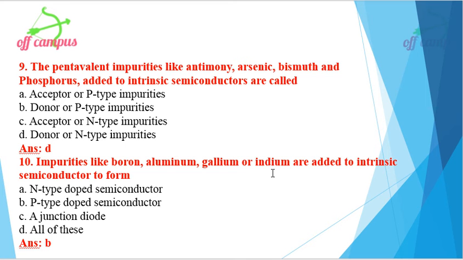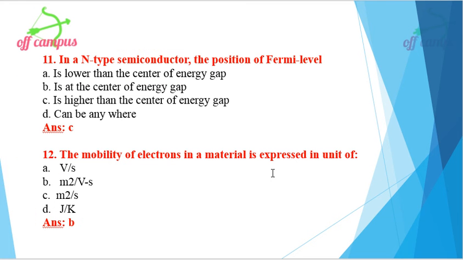What are the pentavalent impurities? Antimony, arsenic, bismuth and phosphorus. What are the trivalent impurities? Boron, aluminum, gallium and indium. These are all very important. Okay, then move on to the next one.